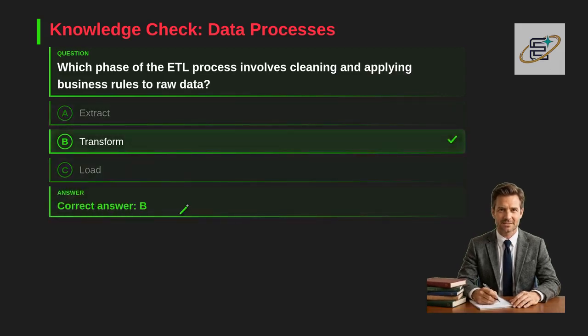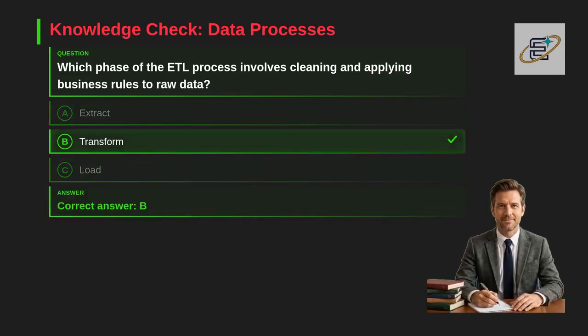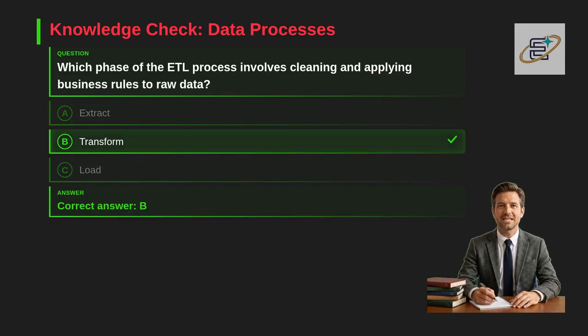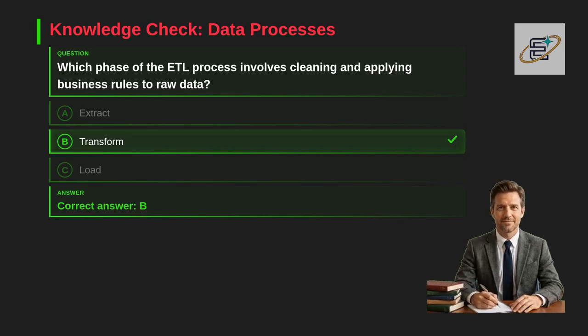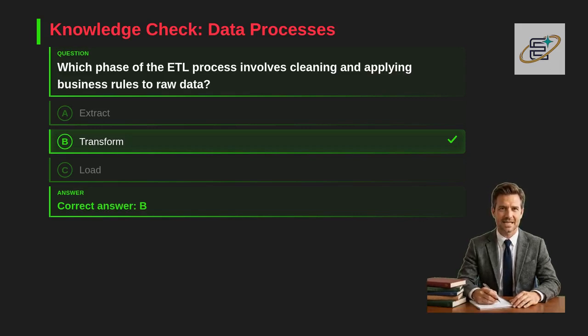Take a moment, think back to our diagram, and pick your answer. The correct answer is B, transform. Remember, the extract phase just pulls the raw data, and the load phase simply moves it to its final destination. It is during the transform phase that all the heavy lifting, data cleaning, and formatting actually takes place. This ensures that the data going into your warehouse is accurate and reliable for business reporting.